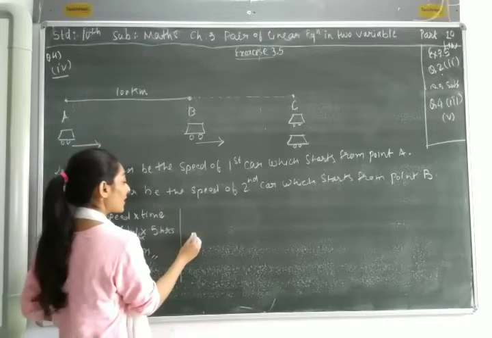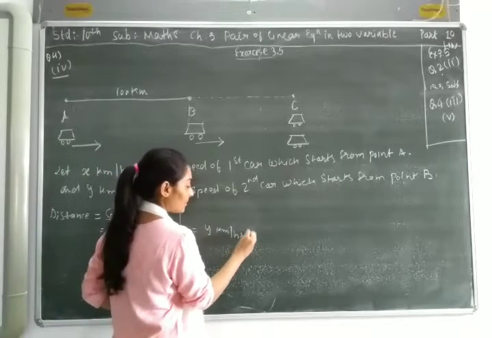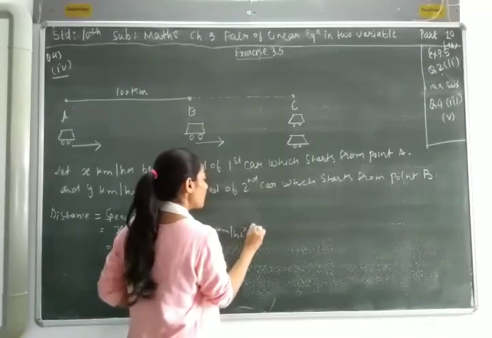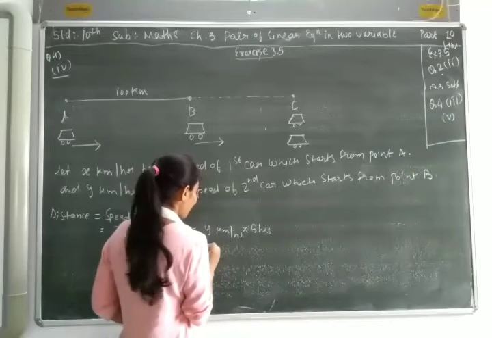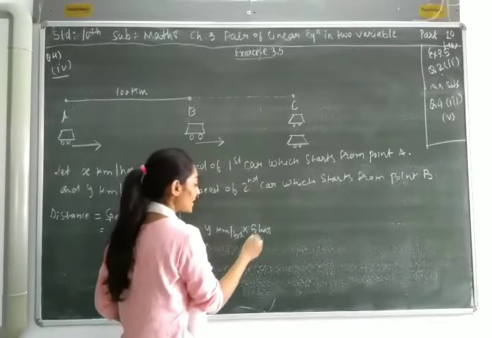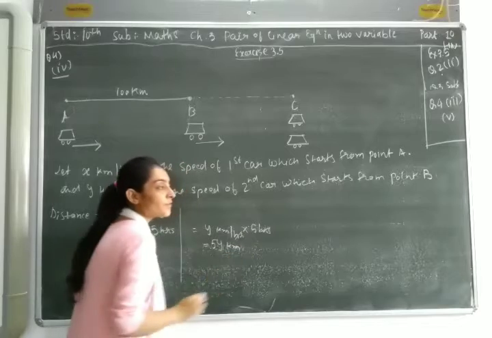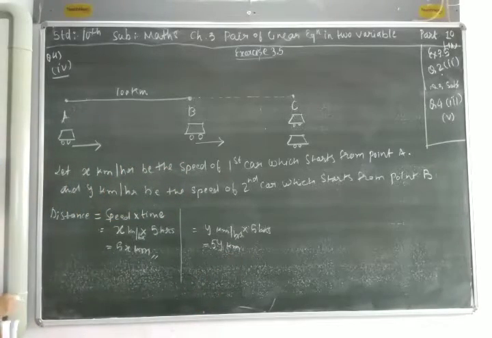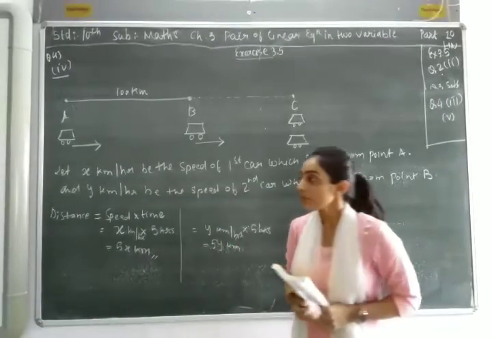Now the second one has a speed of y kilometers per hour, multiplied by 5 hours to reach the point C. So again the hours get cancelled, so it is 5y kilometers only. Now look over here.